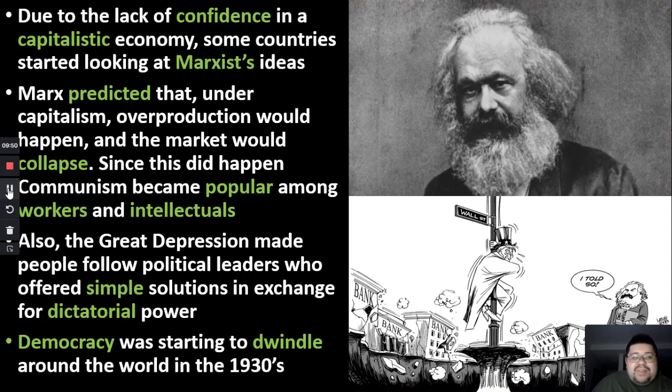So, due to a lack of confidence in the capitalist economy, some countries started looking at Marxist ideas. Now, Karl Marx is that guy you see up in the top picture. He basically predicted that under capitalism, overproduction would happen. Which, I mean, you don't have to be a scientist to realize that. Hey, if somebody is going to pay $1,000 for a used pair of shoes, everyone will be taking out their shoes to sell to that person. It doesn't take a rocket scientist to know that. But basically, that's what he's saying.